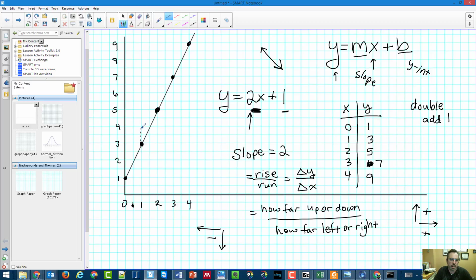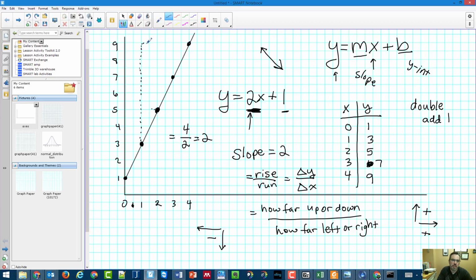So from here to here, and I'm actually just going to count the squares. I'm not even going to worry about what the actual numbers are. I ended up going up 4 squares and over 2 squares. Positive because I was counting up, and positive because I was counting over. So my slope ends up being 4 divided by 2, which again shows me 2. Now I can do that with a much different approach. I could count the slope from 3 all the way up.